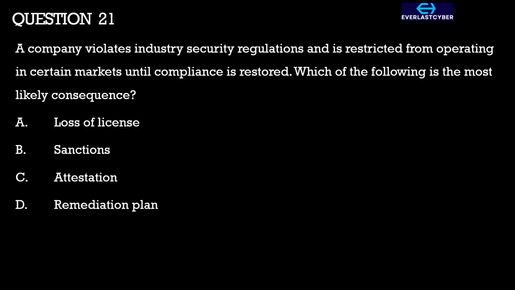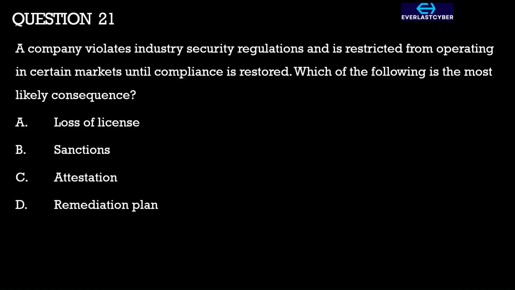Loss of license could be a consequence. However, it is more specific and it is not always the immediate action. When a company violates industry security regulations and fails to comply, sanctions are often imposed. Now, sanctions can include fines or penalties. It can include legal actions or other regulatory consequences. It can also include being restricted from operating the business, that is, being barred from certain markets.